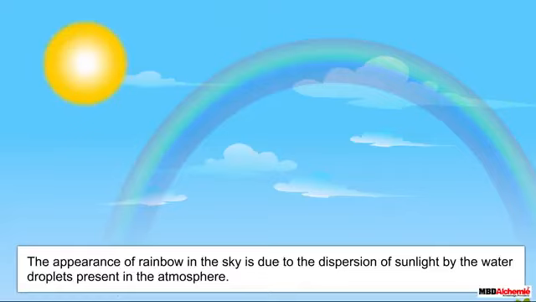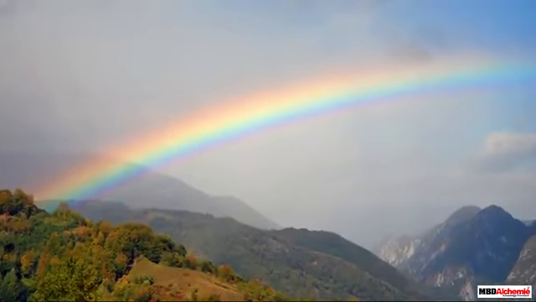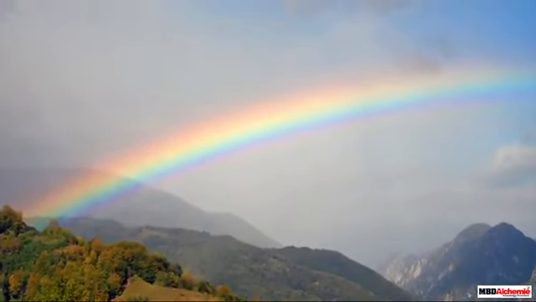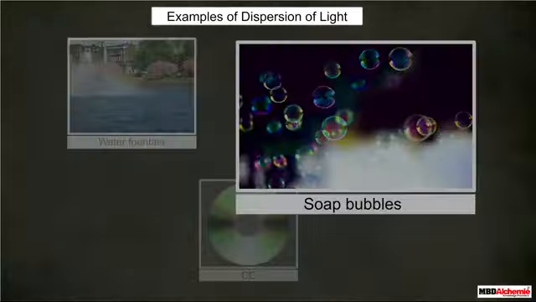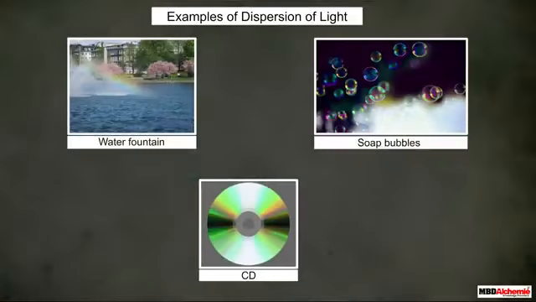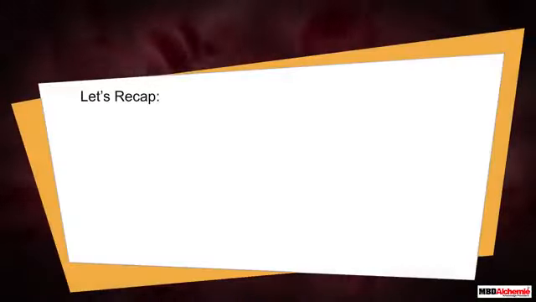Dispersion of light not only results in the formation of a rainbow, but we can see this effect in our day-to-day life as well. For example, the beautiful band of colors we observe in water fountains, soap bubbles and CDs are all due to dispersion of light. Let's recap.